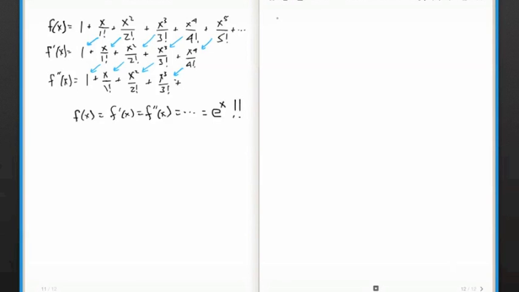Finally, and this is the last example, I promise. We did an exponential function. We did a trig function. What about another trig function?